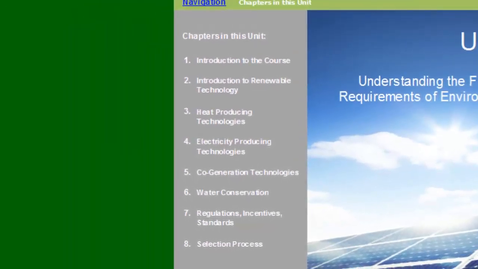The unit itself is broken down into chapters. So you'll see there on the left hand column you've got an introduction to the course. There's an introduction to renewable technologies. There's then the different technologies are broken down into four main sections. The renewable energy technologies are broken down into heat production and electrical production technologies. Then you've got another section which is cogeneration technologies, and then the last one is water conservation, which you'll be looking at. Now we'll be doing these over the next 4 weeks, so don't panic, we're not going to do them all this week. The last one then is regulations, incentives and standards.